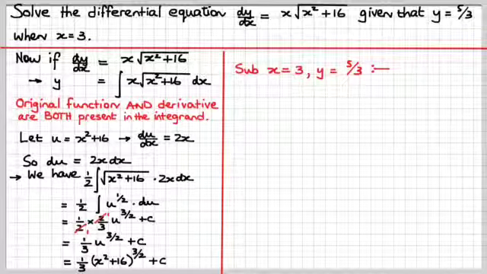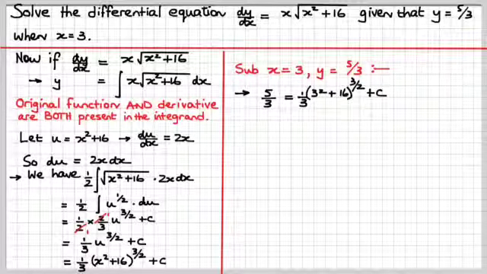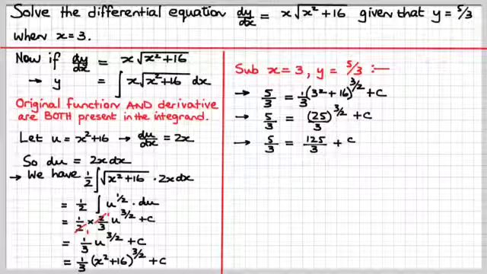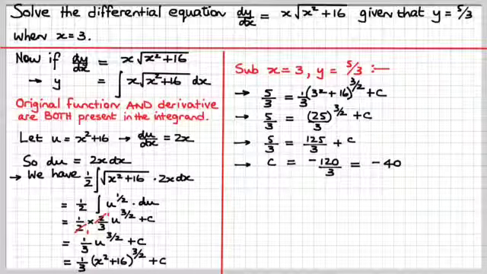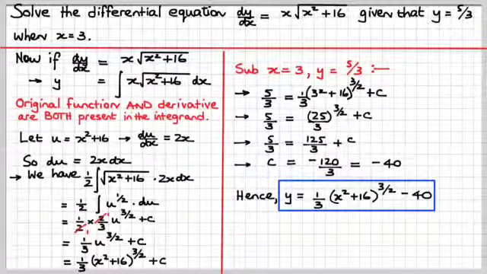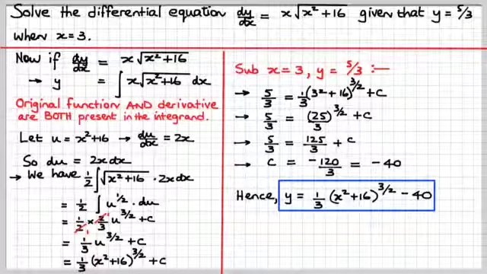We're substituting x was 3 and y was 5/3, and let's see where that takes us. So 5/3 is 1/3 of (3 squared plus 16) to the 3/2 plus c. Now 3 squared is 9, and 9 and 16 are 25. Good. 25 to the 3/2 is going to be 5 cubed, which is 125. So 5/3 equals 125/3 plus c, and therefore c is going to be minus 120/3, which is minus 40. Isn't that great? So therefore we've got our answer: y is 1/3 of (x squared plus 16) to the 3/2 minus 40.